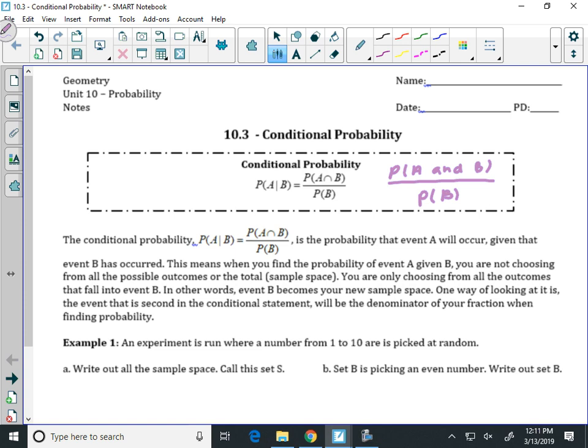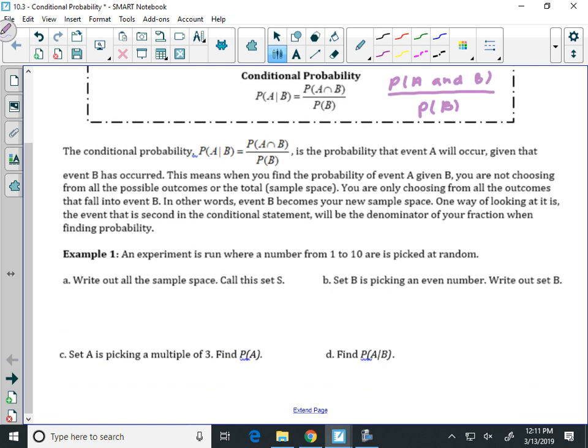One way of looking at it is that the event that is second in the conditional statement will be the denominator of your fraction. So when it's something given something, the second thing becomes your new sample space, and that total will go into the bottom of your fraction. Then you're only looking at that category or that event, not everything. We kind of already did conditional probability a little bit in the first unit, it just was worded a little bit differently.